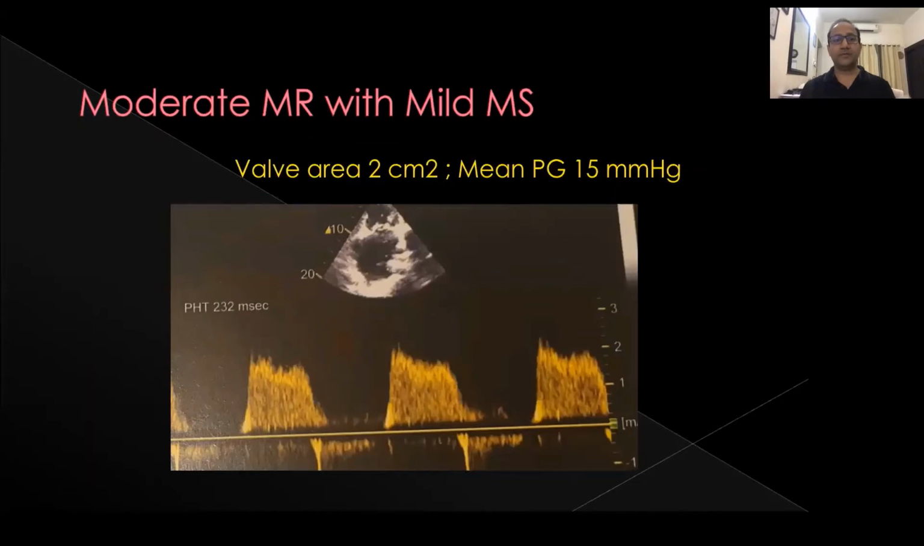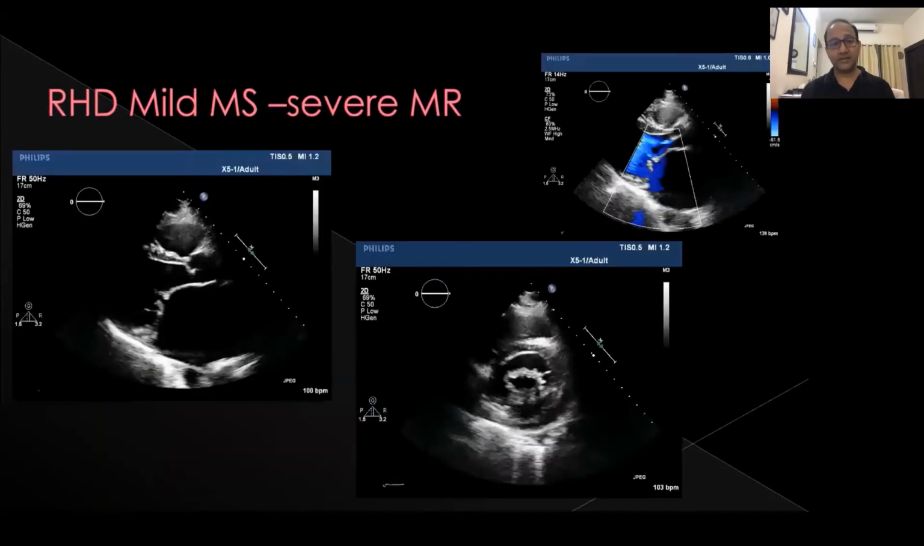Now, suppose there is an associated mitral regurgitation. This also will give rise to higher gradients across the mitral valve because the flow is increased. So in a case here where the mitral valve area is actually 2, the mean pressure gradient is just 15. Because of the mitral regurgitation, it is much higher.